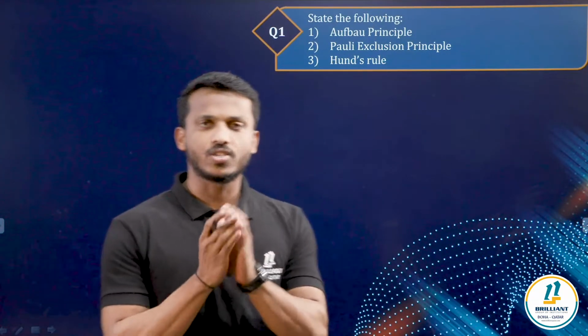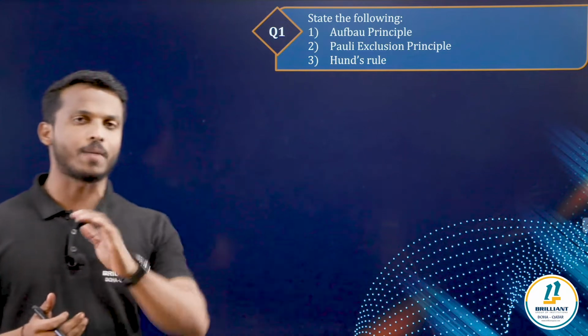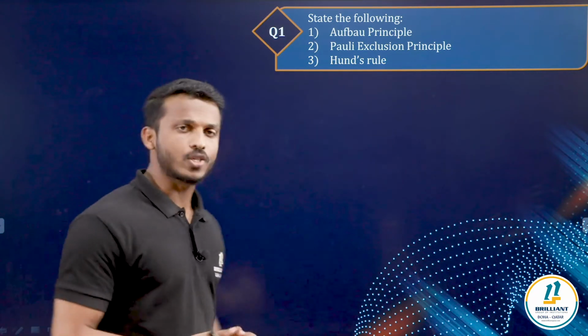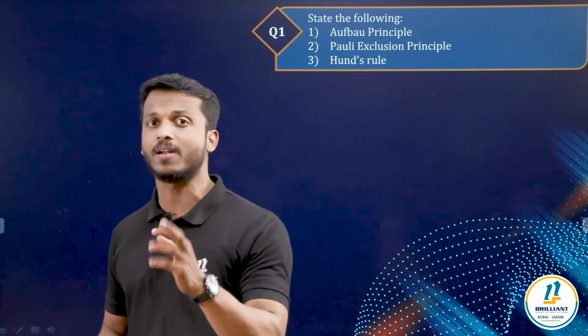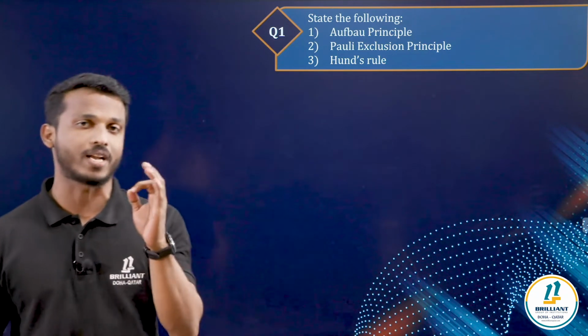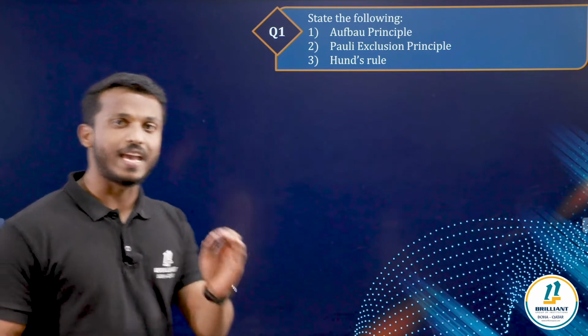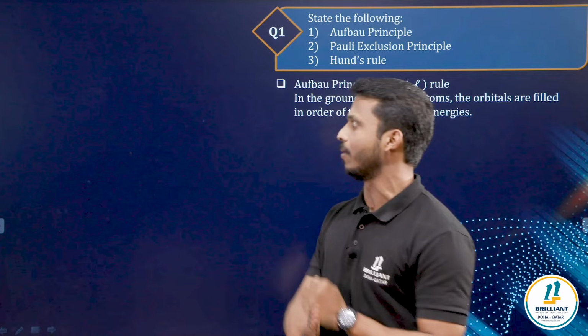There will be statement type questions. The main 3 principles in this chapter are: first one is called Aufbau Principle, second one Pauli's Exclusion Principle, and third one Hund's Rule of Maximum Multiplicity. So dear all, the Aufbau Principle statement is a definite question for the exam. What do you mean by Aufbau Principle?